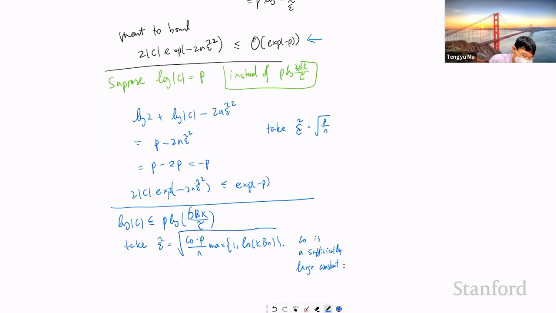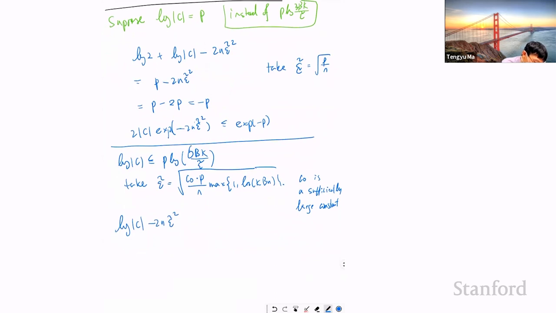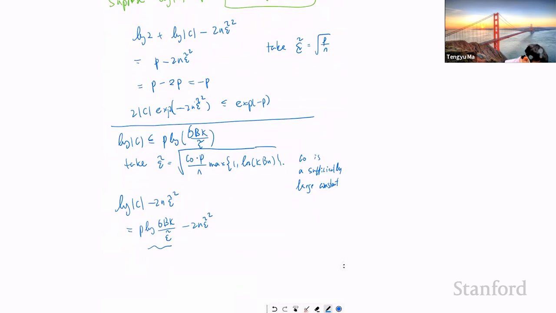So you plug in all of this, and again you look at the log of the inequalities we care about. The log of it is this, and you plug in this choice of C, you get P log 6b kappa over epsilon tilde minus 2n epsilon tilde square. And you somehow know that if you don't ignore this log, it still works. It's just that if you have the log, you still have to deal with it. So you get something like P log. I'm not even sure whether I really have to write down all of this, but just in case some of you want to have this hardcore calculation.